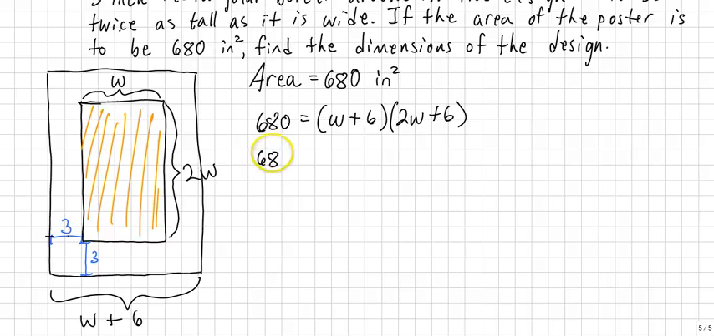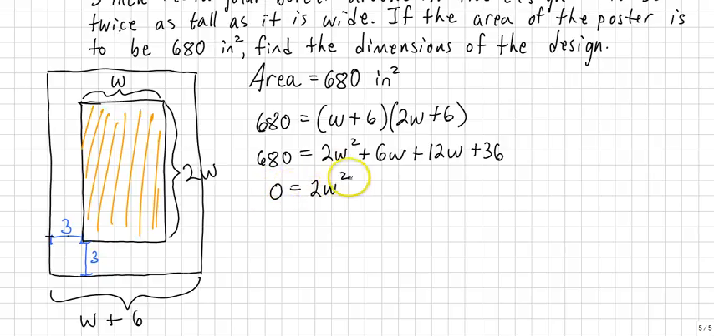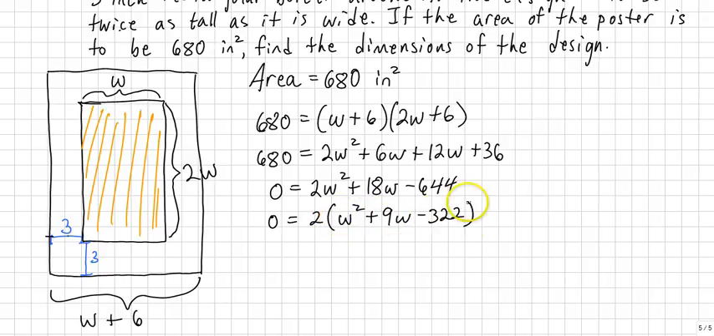So what we're going to have to do is multiply these together, then subtract 680 from both sides, which would be negative 644. And then let's factor the right-hand side. So let's take a 2 out of both of them. And then w squared plus 9w minus 322.